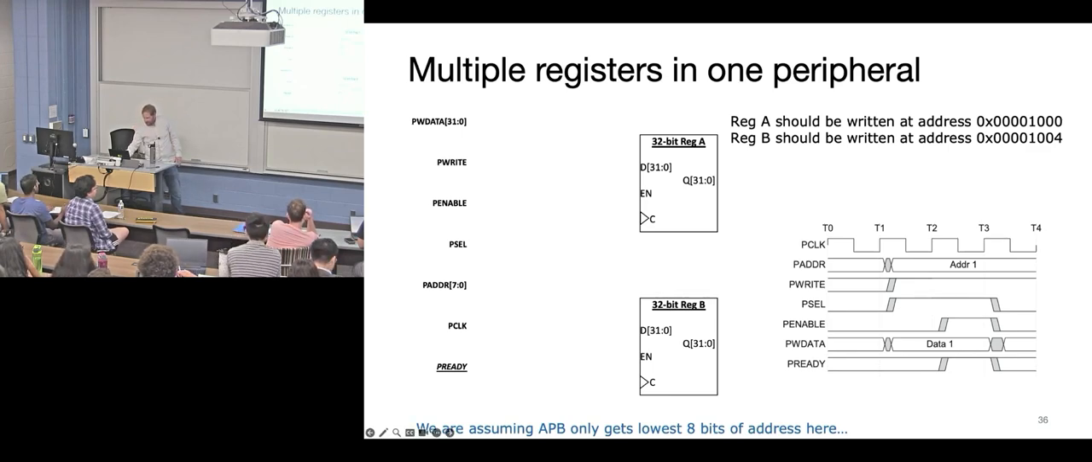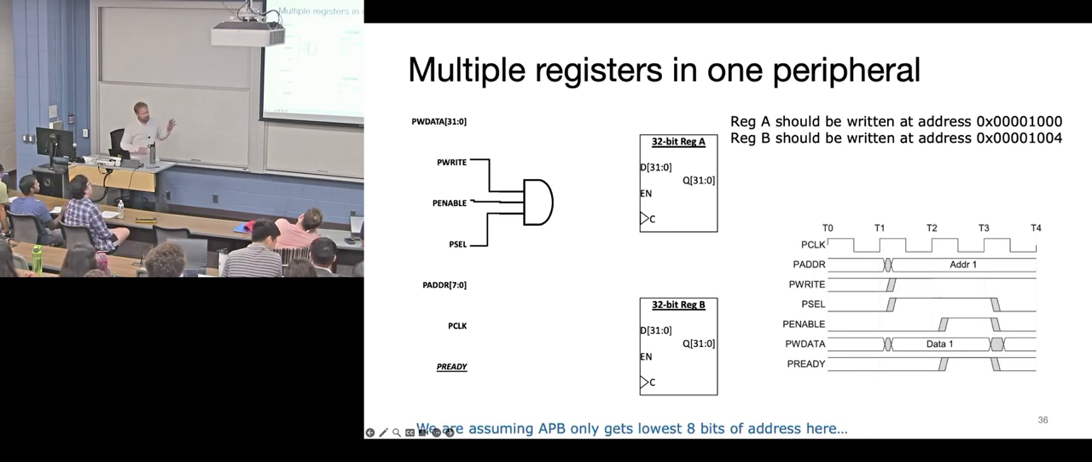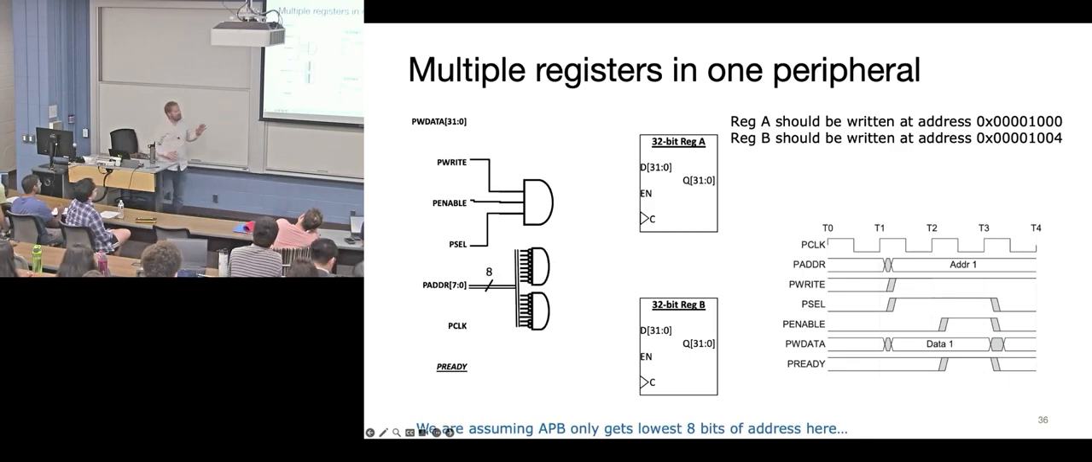Cool. So if we wanted to do multiple registers and one peripheral, we can talk through that problem here. Here we have two 32-bit flip-flops, and we have one P select that's going to instantiate this entire peripheral or target. However, we're going to have some masking for the address. I just instantiated this as an 8-bit address instead of 32-bit, because my fingers got tired of drawing little bubbles and circles. You can just call it professor's prerogative.